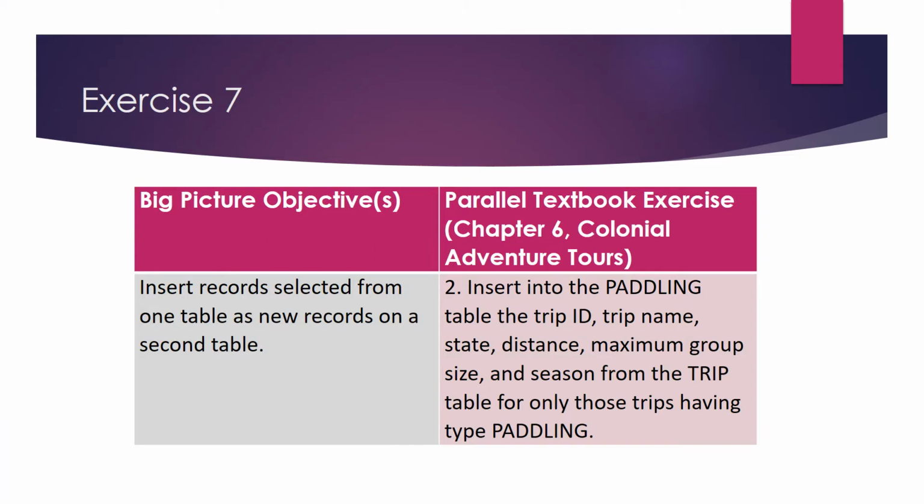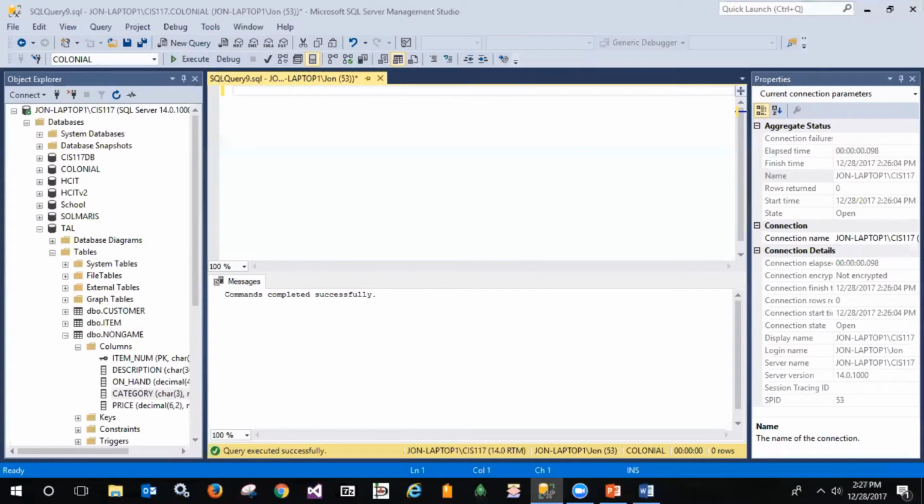In exercise 7, our big picture objective revisits inserting records selected from one table as new records on a second table. For the next exercises, the pattern really repeats what we just did using the TAL data set, only using the colonial data set. And so I'm going to skip over some of the background discussion that you already got in the first part of the lecture. And I'm going to count on you to go back or have mastered that, go back as you need to look for the explanation of things and kind of challenge you to apply what you've learned.